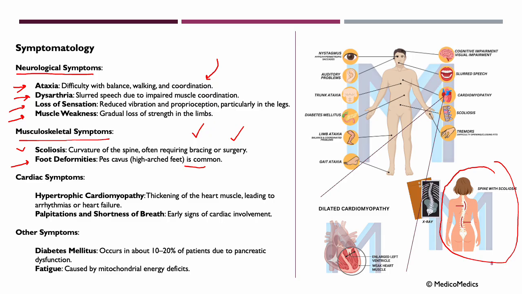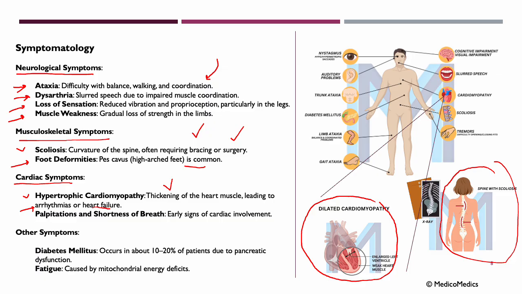Another crucial part of FA are the cardiac symptoms. And we expect to find hypertrophic cardiomyopathy, so a thickening of the heart muscle, and this in turn leads to arrhythmias or heart failure. So what happens is that, as you can see in this illustration right here, in hypertrophic cardiomyopathy, there is a thickening of the heart muscle, and this is very common in FRDA or Friedreich's ataxia, and it impairs the heart's ability to pump blood effectively.